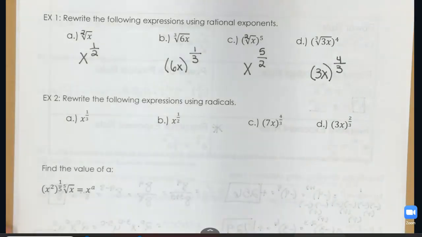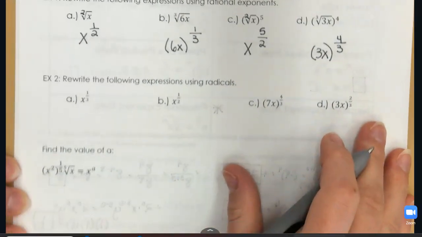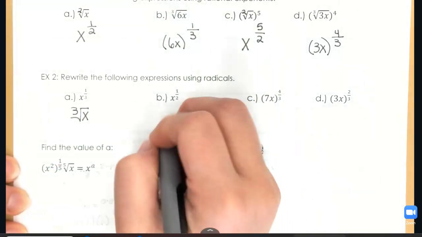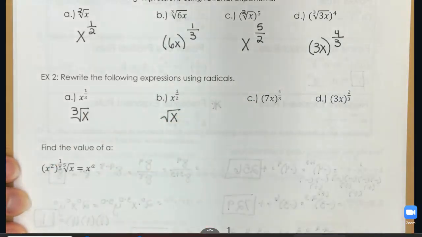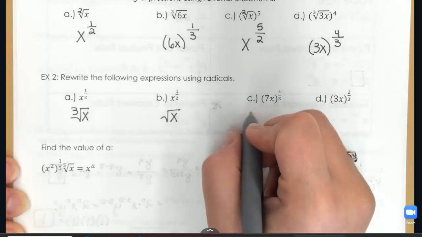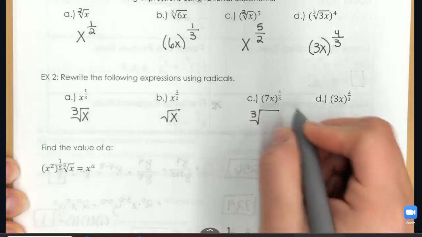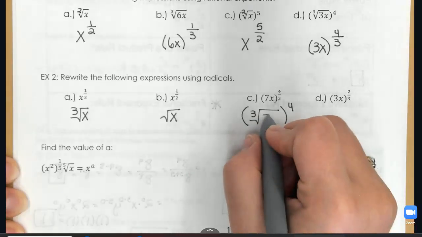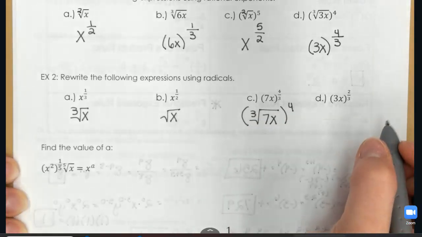Okay, now we're going to do this the other way around. I'm going to start with an exponent and convert to a radical. If I have 1/3, that means it's the cube root of x. If I have 1/2, that means it's the square root of x. If I have 4/3, that means that it's going to be the cube root to the 4th power, and then the 7 and the x are going to go inside because I have parentheses there.